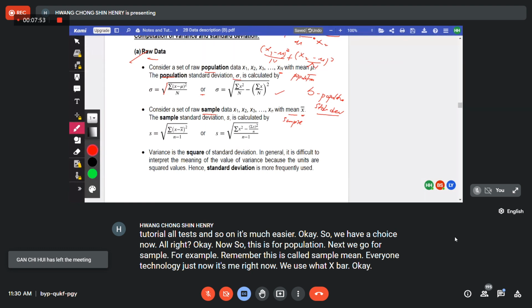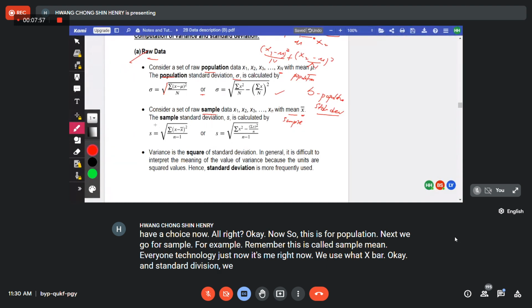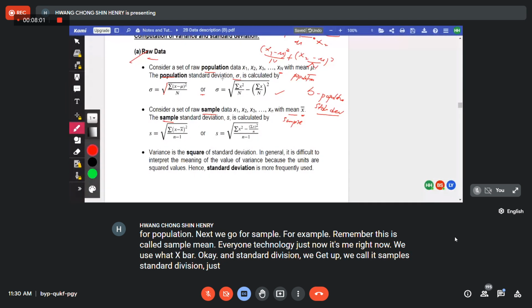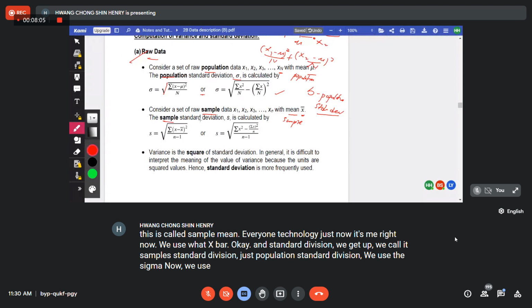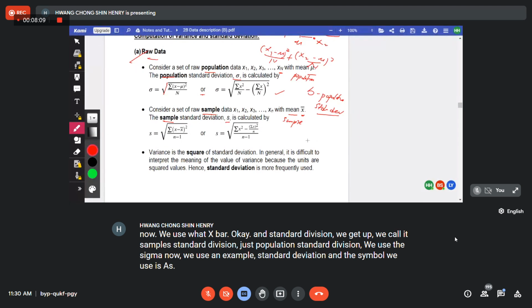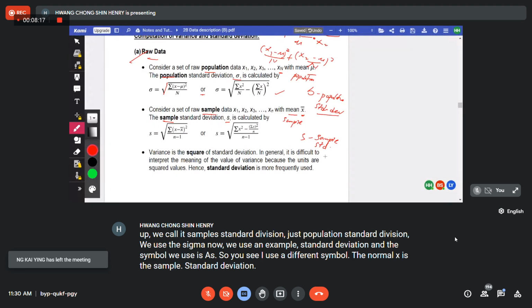And the standard deviation we get, we call it sample standard deviation. Just now it was the population standard deviation, and we used sigma. Now we use the sample standard deviation, and the symbol we use is S. So you see, I use a different symbol. The normal S is the sample standard deviation. Sample means the smaller group. Remember chapter 1, we learned that.